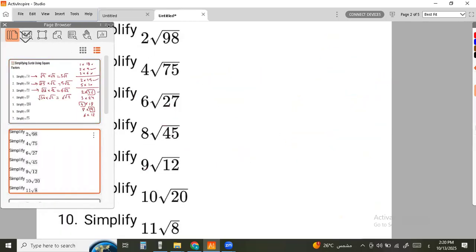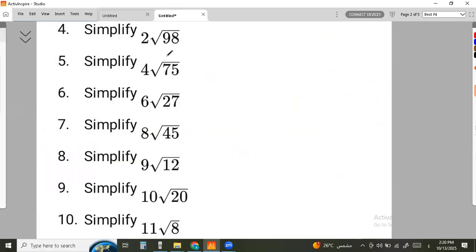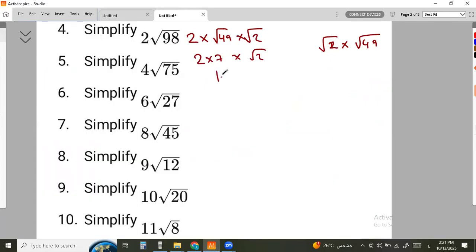Here we go. Simplify. The same technique exactly. Root of 98, but here I have 2 in the beginning, so it's 2 times root of 98. You're going to find that the highest square factor that you have in there is root of 2 times root of 49. That's going to give you root of 98. So it's 2, the 2 that is outside, multiplied by root of 49, multiplied by root of 2. That's how I broke square root of 98. So it is 2 times 7 times root of 2, which is 14 root of 2.